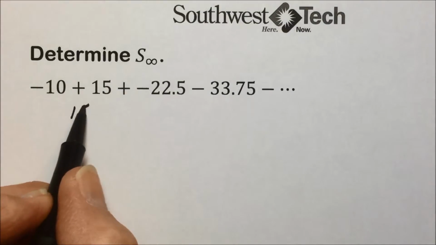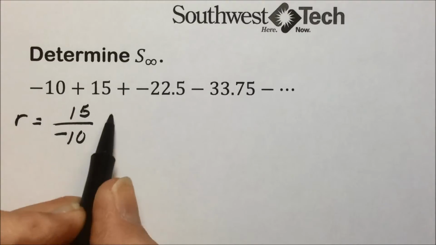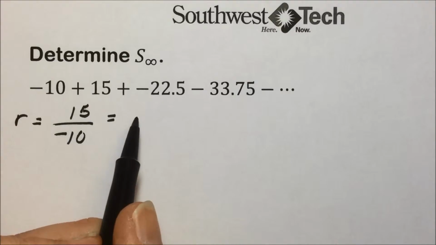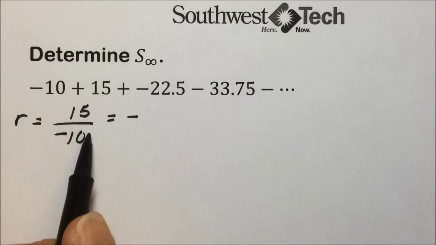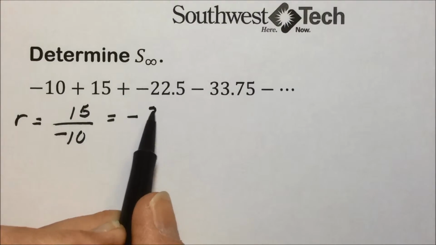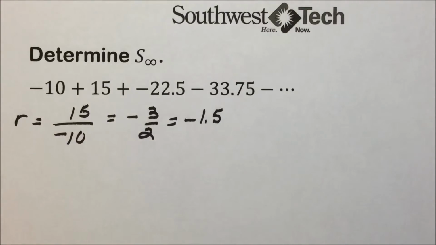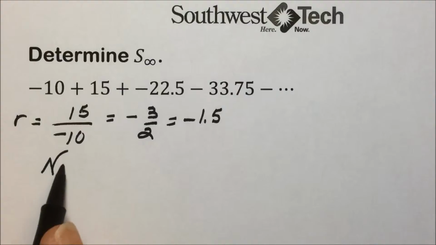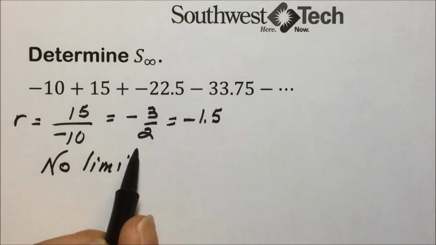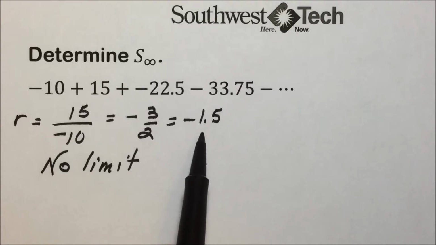So common ratio, taking a term divided by the preceding term. We have a common 5, and a positive divided by a negative is a negative. That has no bearing, but the size of the ratio does, and this reduces to 3/2, which decimal-wise is 1.5. And what is the case here, there is no limit because the absolute value of our ratio is greater than or equal to 1.